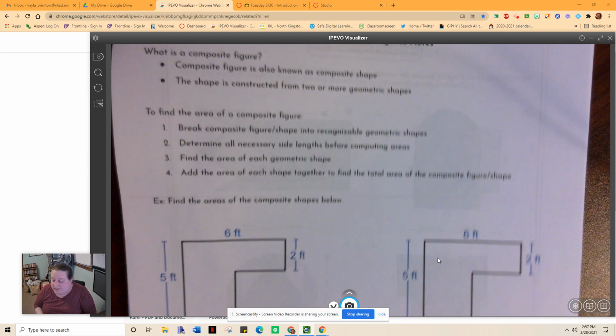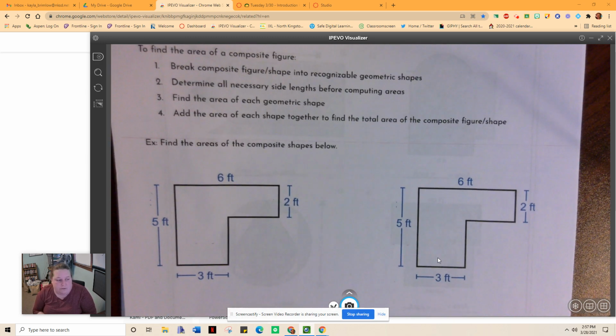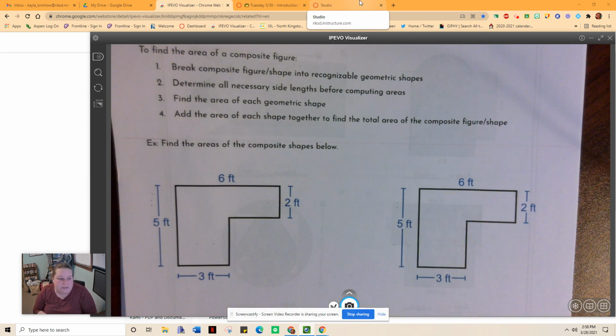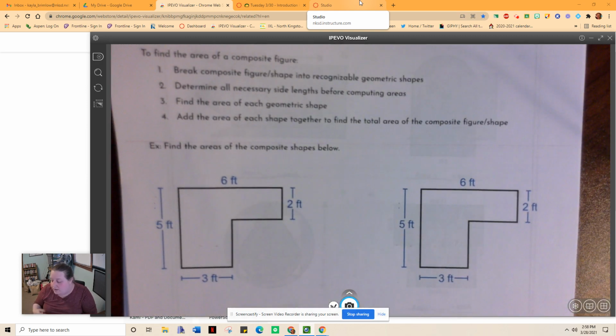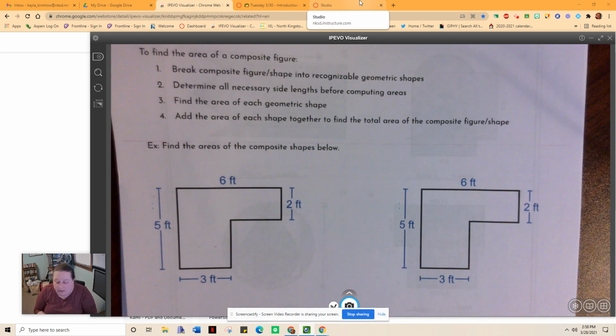I've written out the directions step by step here, but I want to go ahead and dive in with this first example. You're going to notice I have the same shape twice, and we're going to talk about why in a minute. If you turn your paper, it kind of looks like the letter L. This is an example of a composite, compound, irregular figure. I don't have a formula to find the area of this exact shape. However, I know that composite figures are made up of at least two or more figures or shapes.